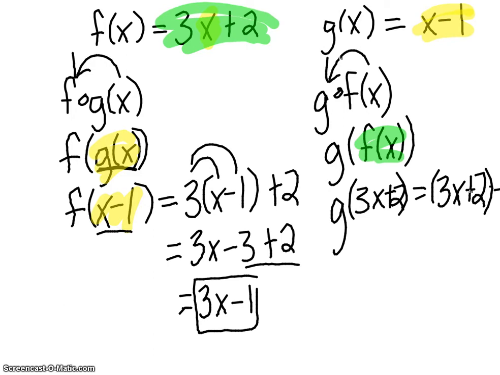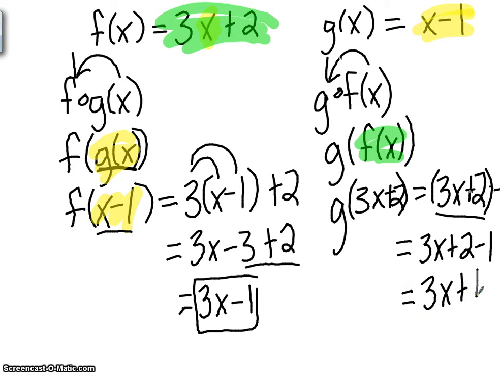So I don't have anything to do inside these parentheses. And so I've got simply 3x plus 2 minus 1. Now I want to combine my like terms. I see the 2 minus 1 gives us 3x plus 1.